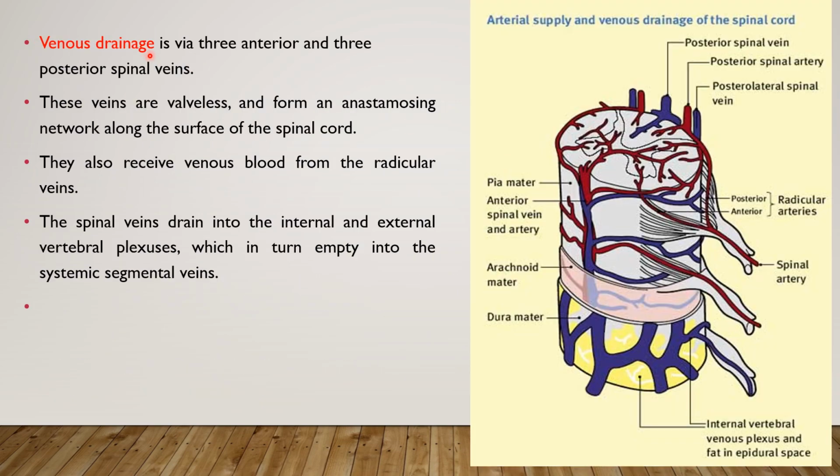About venous drainage, it is via three anterior and three posterior spinal veins. They form an anastomotic network around the surface of the spinal cord in the epidural space we have seen already. Then these veins drain into the internal and external vertebral plexus. Here you can see the internal vertebral plexus where the anterior and posterior veins empty respectively. There are internal as well as external plexuses where the anterior and posterior veins drain respectively.